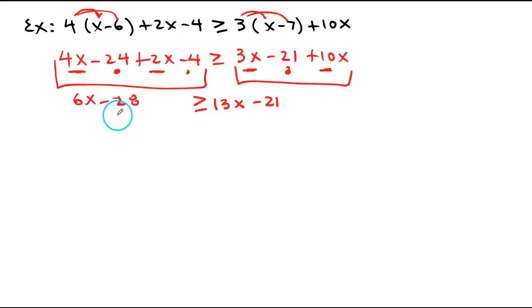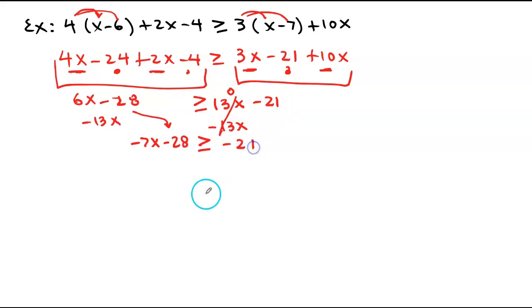Now it's the same kind of problem that we had on the previous one. X on both sides. Cancel one of them, either the 6x or the 13x, it doesn't matter. I'm going to stick to canceling the right side all the time. Minus 13x, minus 13x, and let's organize this. 6 minus 13 is going to be negative 7x. Minus 28, I bring down the 28, greater than or equal to. 13 minus 13 cancels, bring down a negative 21.